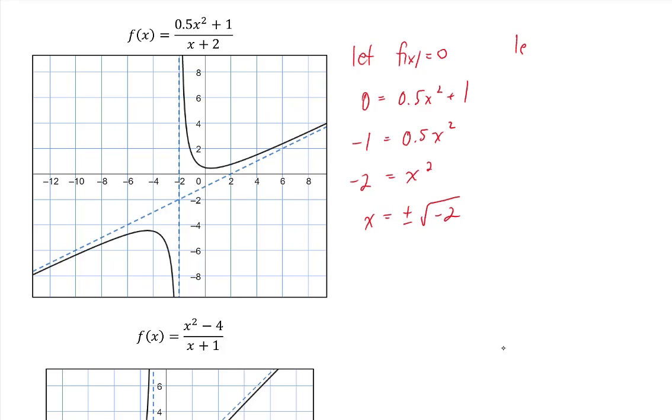Let's look at the y-intercept. Remember, we let x equal 0. So we have f of 0 equals 0.5 times 0 squared plus 1, over 0 plus 2, which is 1 over 2. And we have a y-intercept of 0.5, which we can see right here.